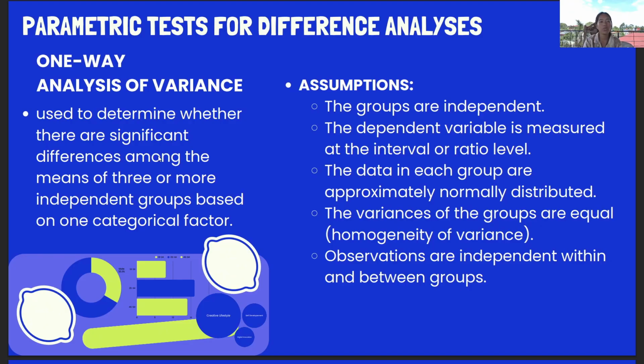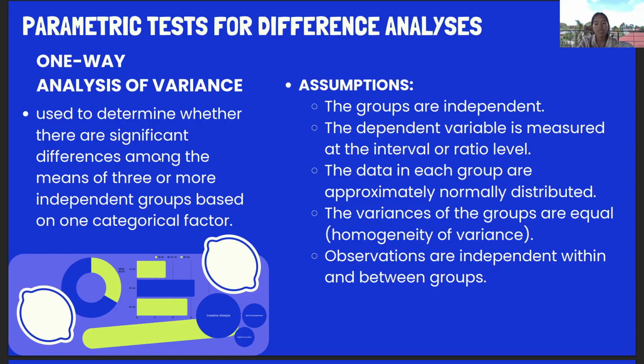Now let's go down to parametric tests for difference analysis. The one-way analysis of variance is used to determine whether there are significant differences among the means of three or more independent groups based on one categorical factor. And these are the assumptions of one-way analysis of variance. The first one is the groups are independent. The second is the dependent variable is measured at the interval or ratio level. The third is the data in each group are approximately normally distributed, and the variances of the groups are equal, or homogeneity of variance.